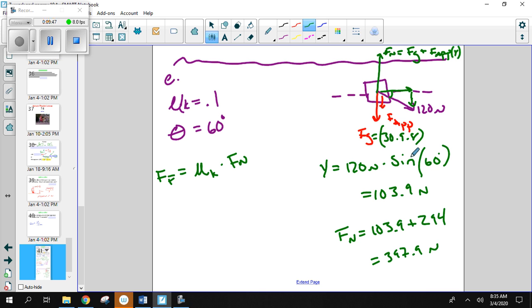If we were lifting up, so if this angle is above the horizontal, we would not be adding to friction, we would be reducing friction. Right? So think about when you're pushing something, if you push down, it's harder than if you lift up a little bit and pull. All right, so force of friction, 0.1 times 397.9. So that equals 39.8 newtons. All right, so friction going that way, 39.8 newtons.